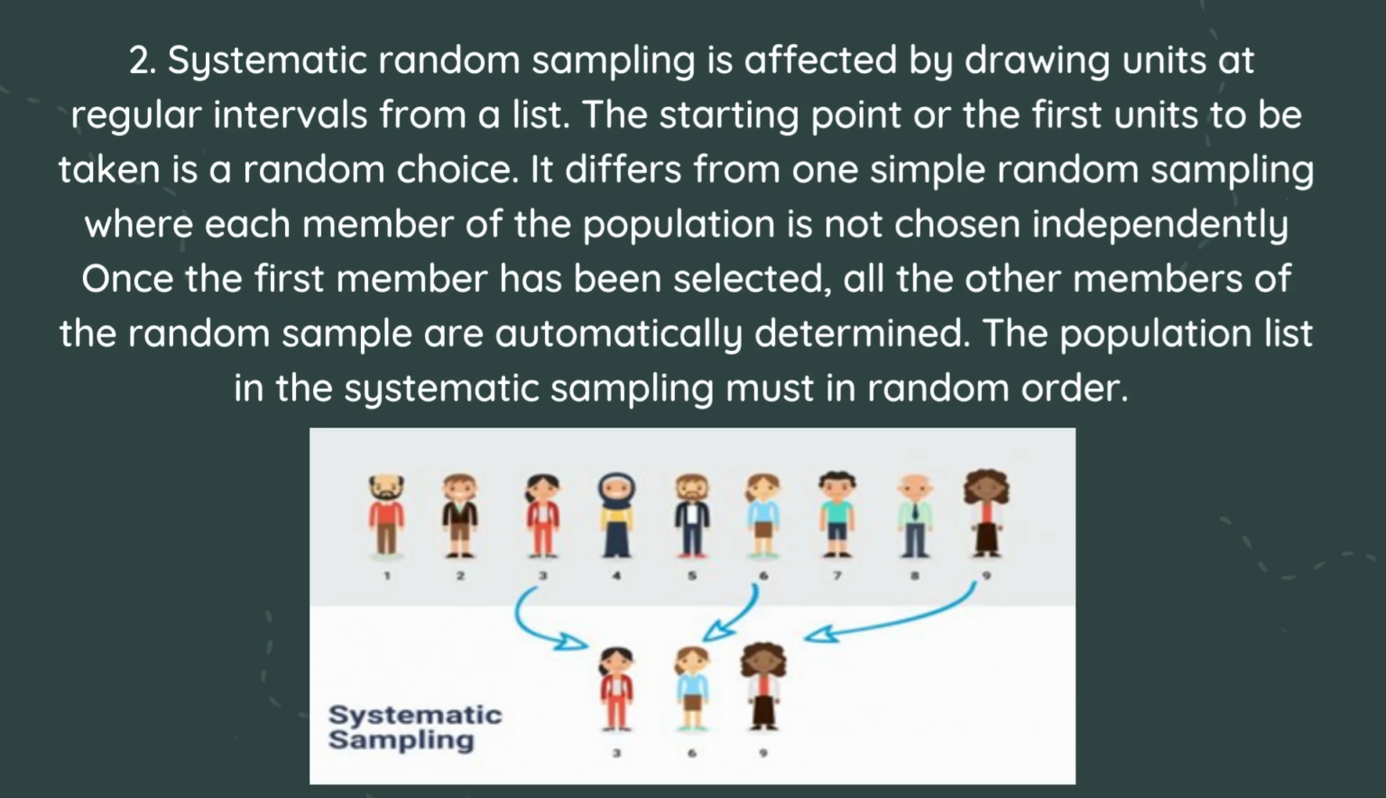Now, what about systematic random sampling? It is affected by drawing units at regular intervals from a list. The starting point or the first unit to be taken is a random choice. It differs from simple random sampling where each member of the population is not chosen independently. Once the first member has been selected, all the other members of the random sample are automatically determined. The population list in the systematic sampling must be in random order.